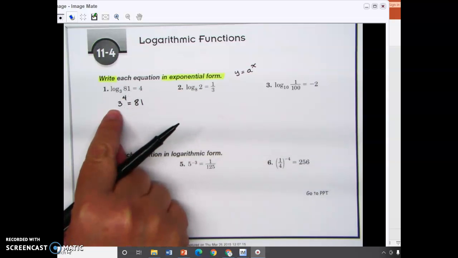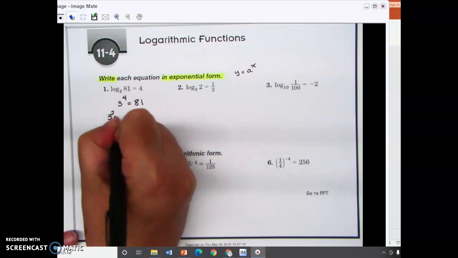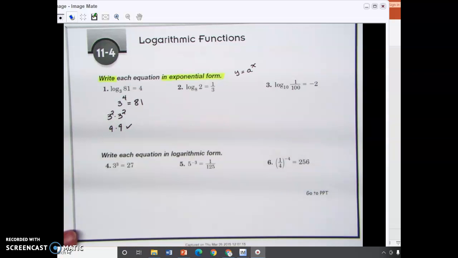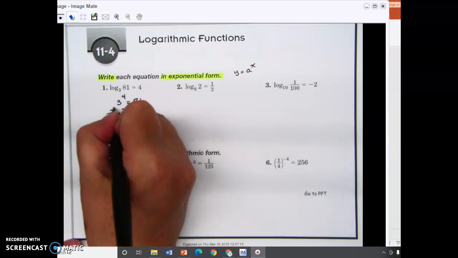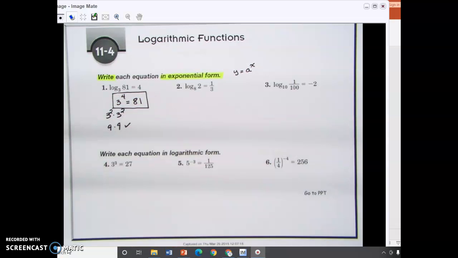And then if we plug this into our calculator, 3 to the 4th would be the same as 3 squared times 3 squared, which is 9 times 9, and we do get 81. So the equation that you get when you're done should be a true equation. So that is that log function in exponential form. So see what you can do with number 2.